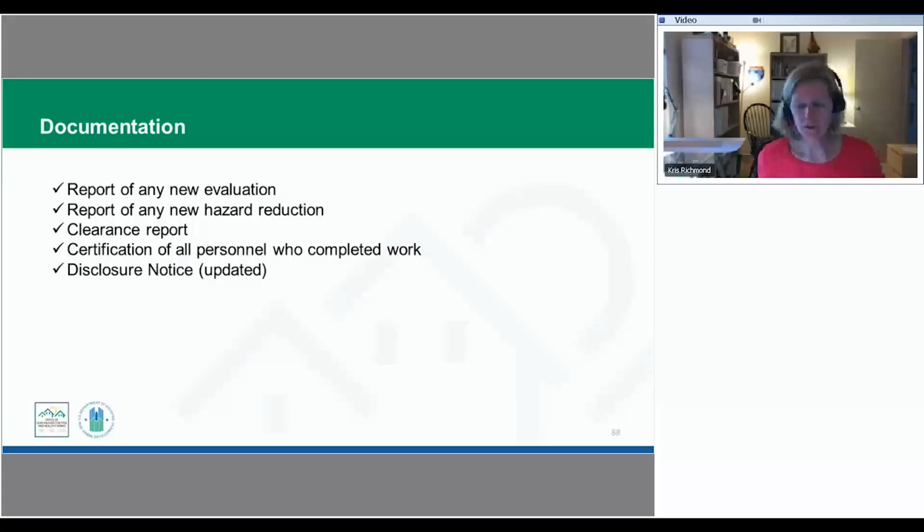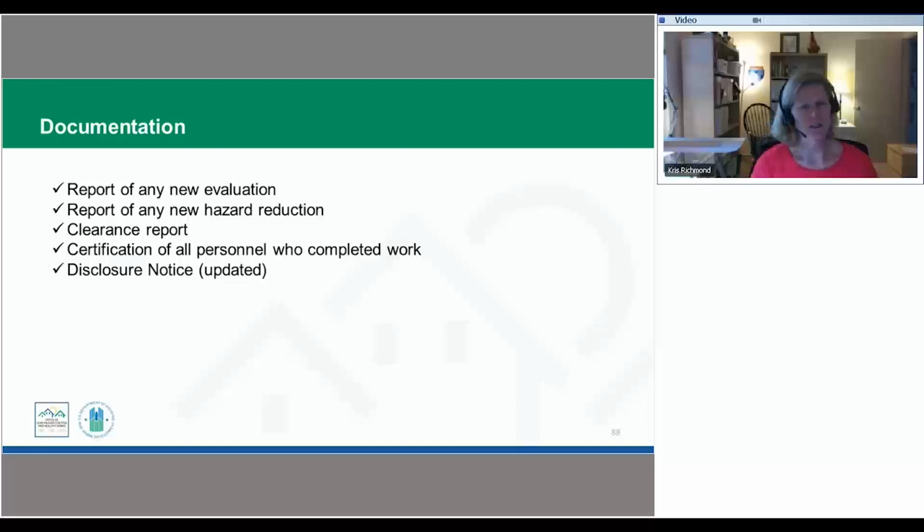All right, so here's a reminder of the documentation that's required for ongoing maintenance. We need to have reports of any new evaluation. So if we did a risk assessment, we need to have a copy of that risk assessment in there. A visual assessment, we would have documentation of the visual assessment. There's no formal report that's needed. There is a notice of evaluation that's done when we do a risk assessment. There's no equivalent formal HUD report for a visual assessment, but it's a best practice to document that.